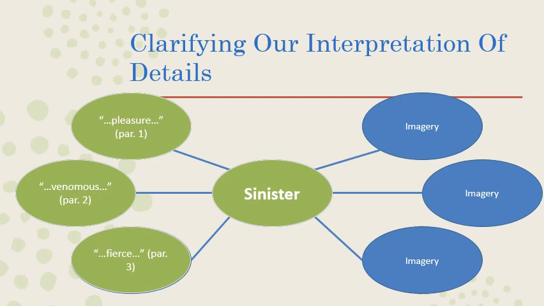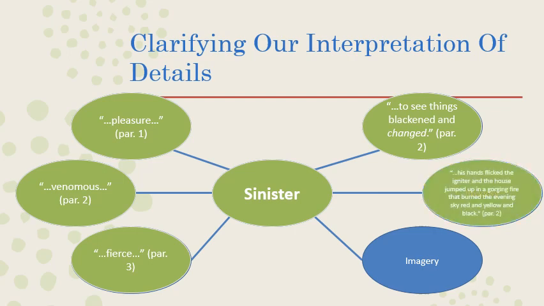In terms of imagery, what I'm looking at to create this kind of sinister sense of Montag, I look at the image of seeing things blackened and changed, the visual of things changing to nothing, to basically ash in the fire, books especially changing to ash in a fire. And I apologize for the size of this, it's a little bit small, but this quote also from paragraph 2: his hands flicked the igniter and the house jumped up in a gorging fire that burned the evening sky red and yellow and black.